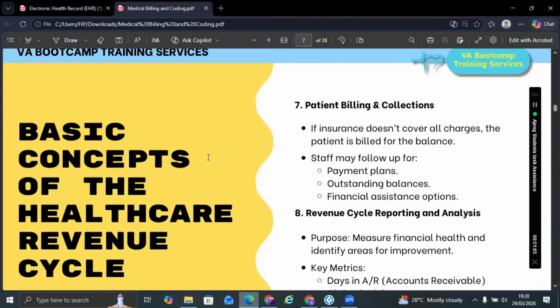Next, patient billing and collection. So if insurance doesn't cover all charges, the patient is billed for the balance. Staff may follow up for payment plans, outstanding balances, and financial assistance options.